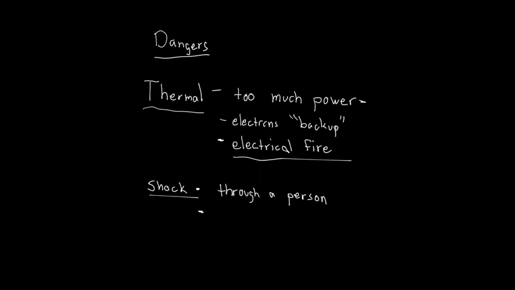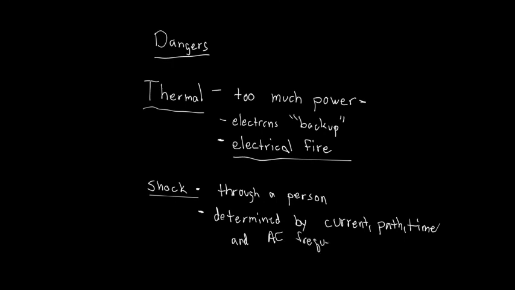The risk of electrical shock is determined by a few different variables. It's determined by your current, the path your current takes, the time that this current takes to go through you, and your AC frequency. All of these aspects can contribute to damage by electrical shock. So those are the big dangers of current. And that's current in a nutshell.